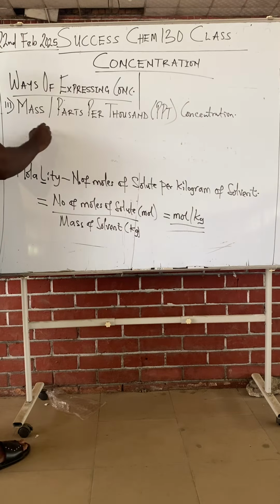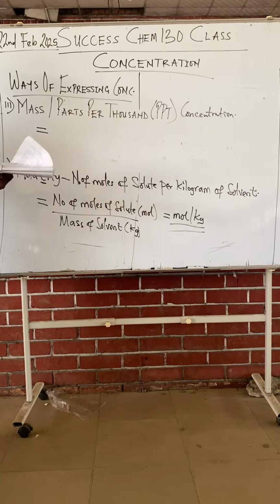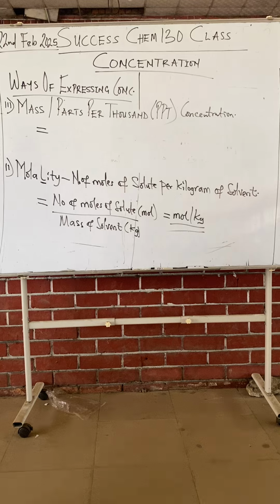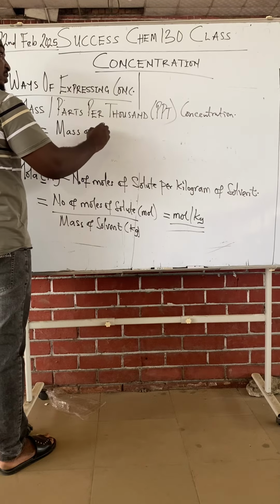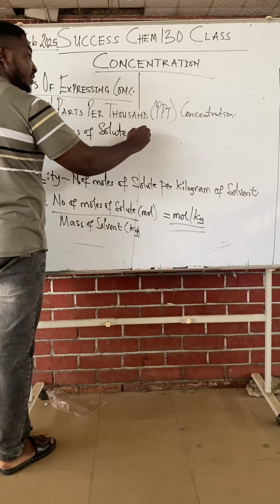Class, the formula for mass concentration, or if we have to define it first as we have been doing: mass concentration is the mass of solute in grams per liter of solvent. Mass of solute in grams per liter or dm cube of solvent.